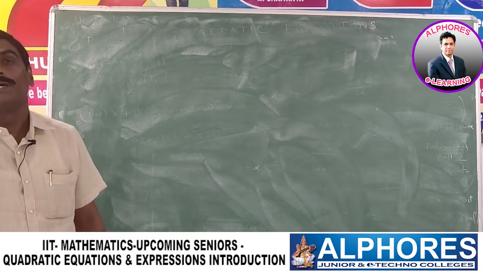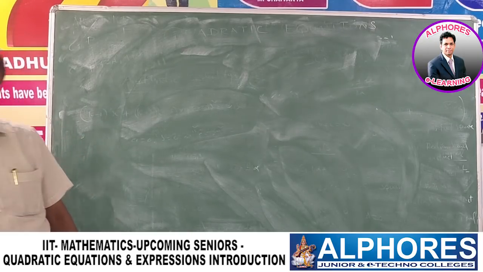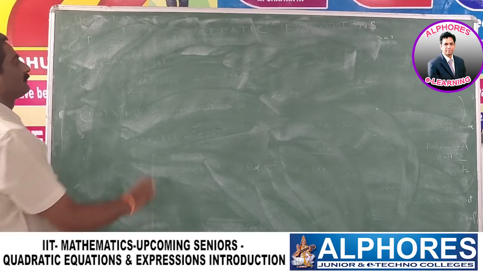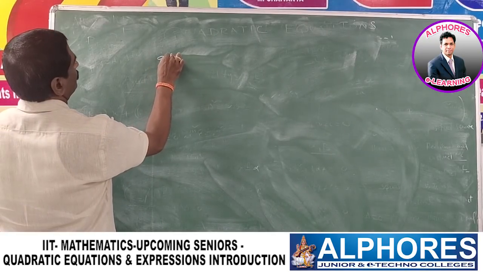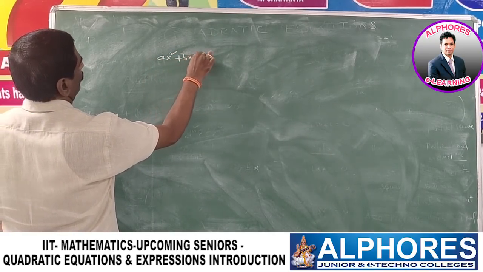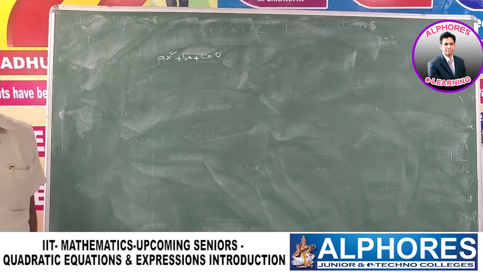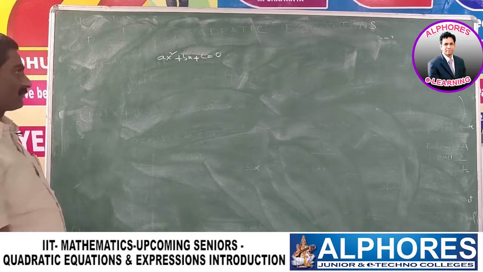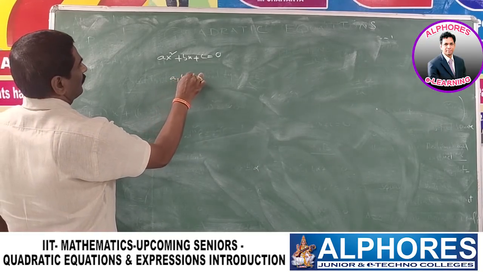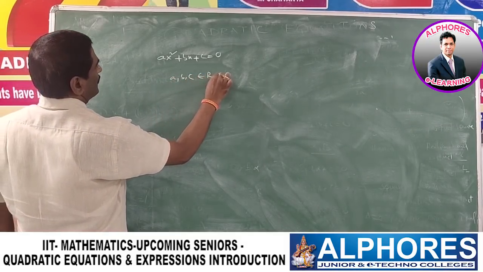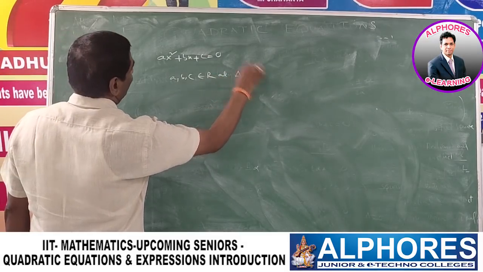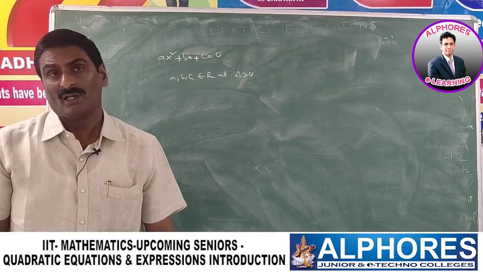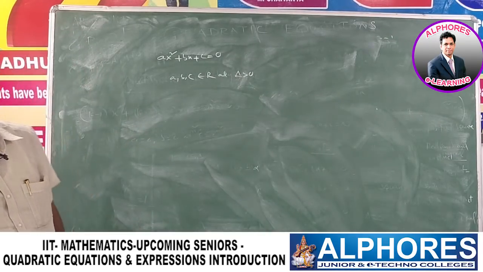Now we discuss the relation between the roots in the quadratic equation. Let ax square plus bx plus c is equal to 0 be the quadratic equation, where a, b, c are real numbers and delta greater than 0. Delta greater than 0 means the roots are real and distinct.